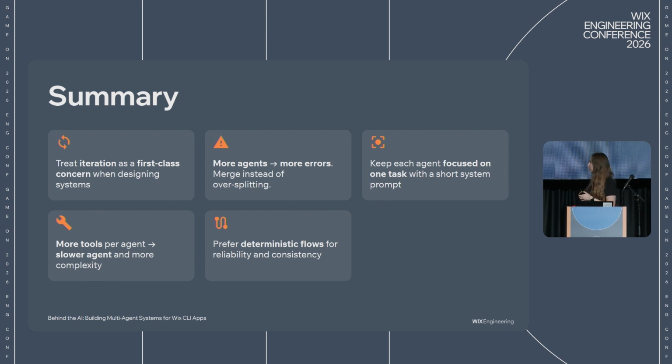Make sure to have a focused system prompt for each agent. The more tools per agent, the slower the agent will be. And prefer deterministic flows when possible, like writing code instead of generating code with tools.